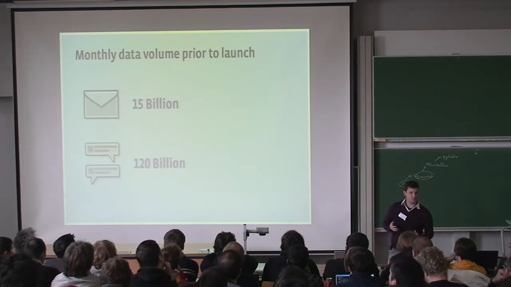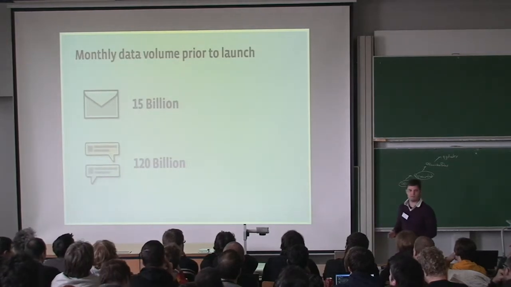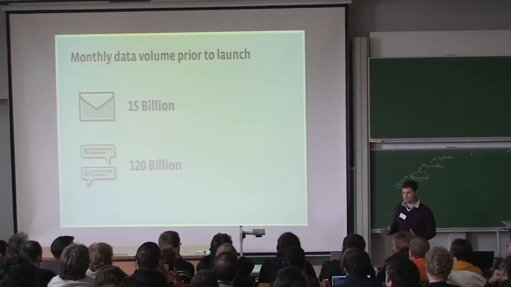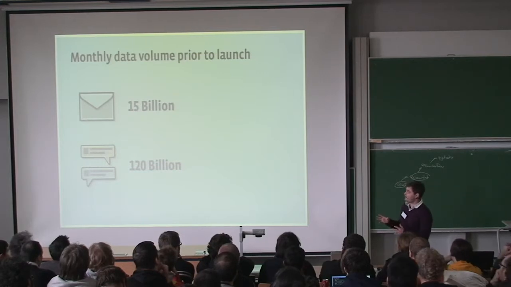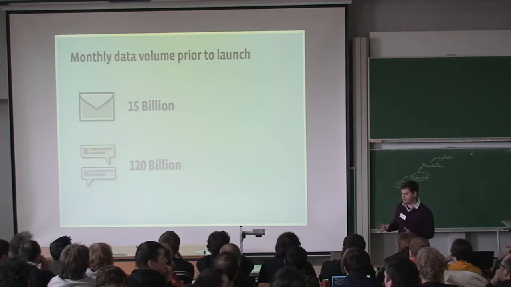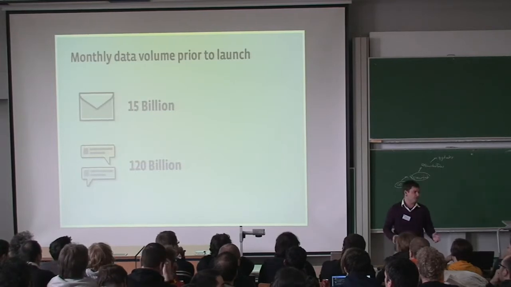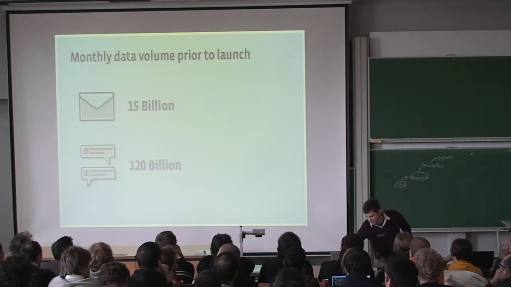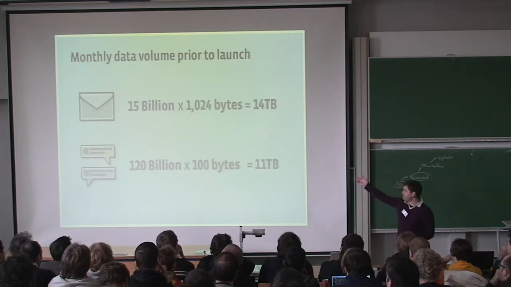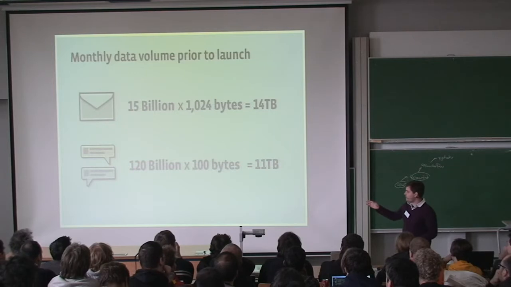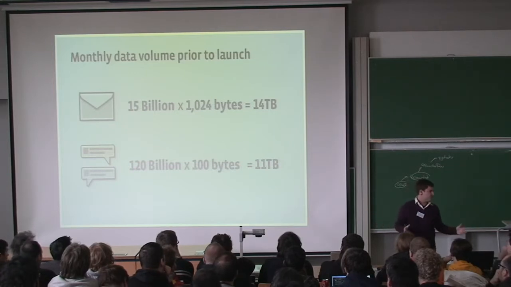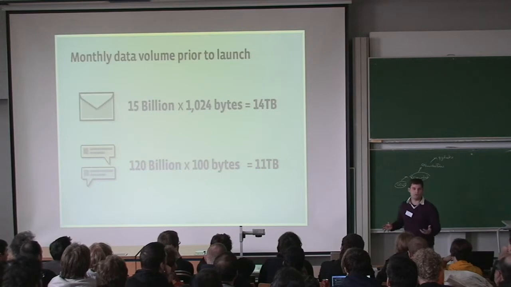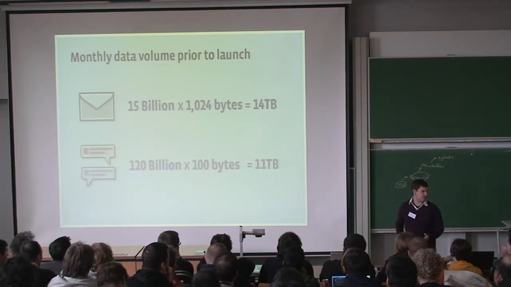So what sort of volume is our infrastructure having to handle for this new messages product? We haven't taken measurements recently, but the most recent measurements we did were the monthly data prior to launch, which is November. At the time, we were doing 15 billion email messages with our legacy email product. We were doing 120 billion chat messages. Obviously, our regular mail messages were a little bit larger, about 1K when we looked at it, and about 100 bytes for chat messages. But still, between those two, we're getting around 25 terabytes worth of data every single month that we need to store.